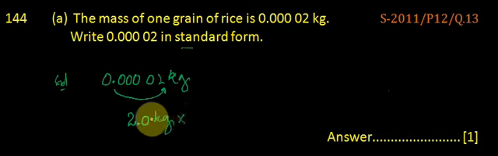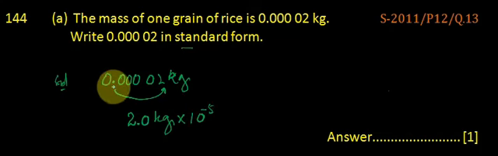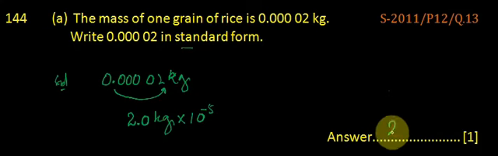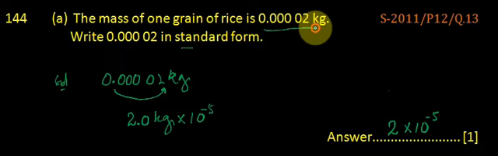And we must multiply this figure by 10 to the power minus 5 because we moved the decimal from left to right 5 digits. So when we write it in standard form, it becomes 2.0 multiplied by 10 to the power minus 5. This is the standard form of 0.00002 kg.